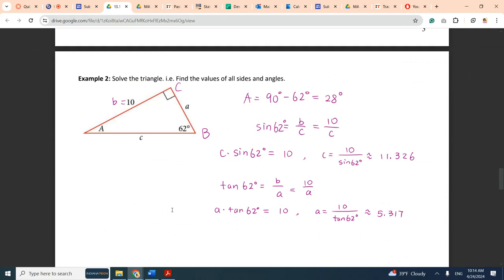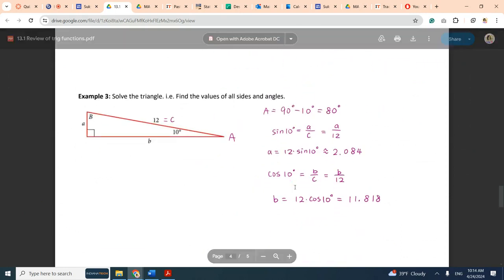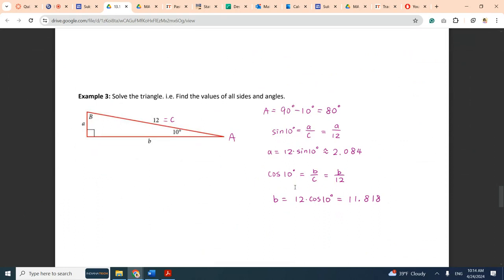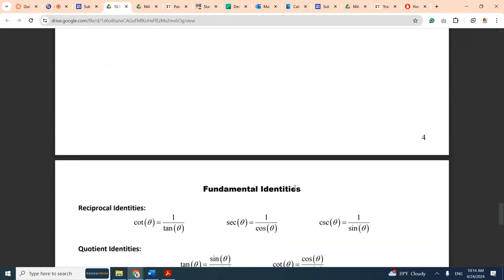And how do we find A? Okay, we have opposite and we have adjacent. That is the tangent, right? Opposite over adjacent. And then how do you solve for A? Cross multiply. A times tangent equals 10. Therefore, A is 10 over tangent 62 degrees. Yes, everybody okay with that? Good. Okay, this is also similar. Then I will let you read at home.